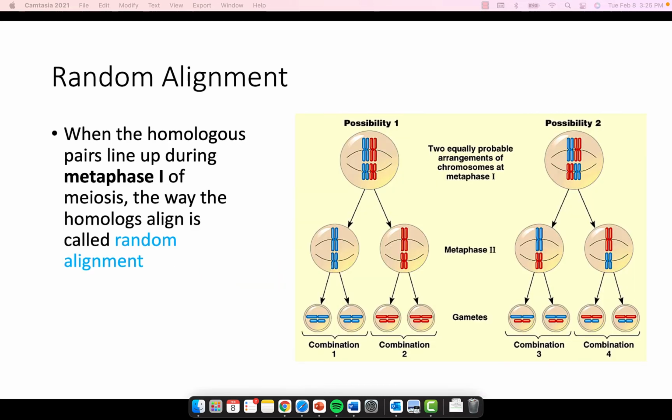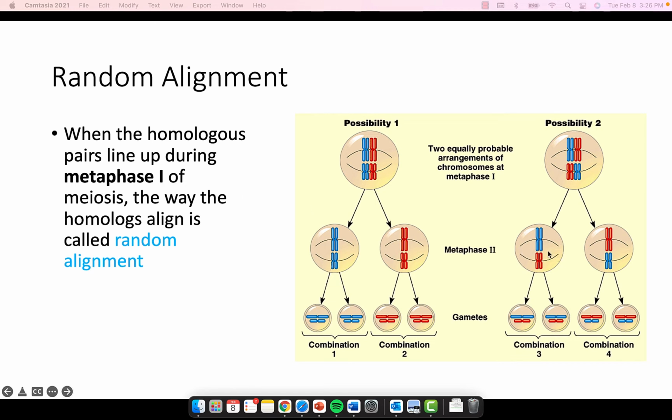Random alignment does basically the same thing, just at a different stage. Instead of changing genetic information, we're changing the alignment variations that we can have when those chromosomes line up in the middle. So this happens during metaphase 1. We're literally randomly aligning these chromosomes in the middle of the cell and then splitting them accordingly. So we're in metaphase 1 of meiosis 1.